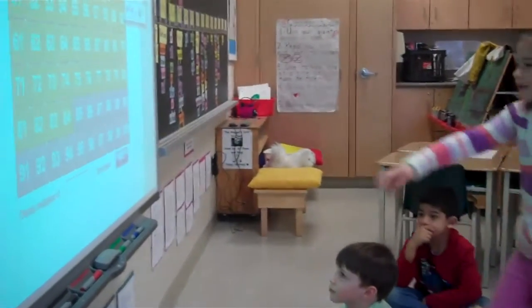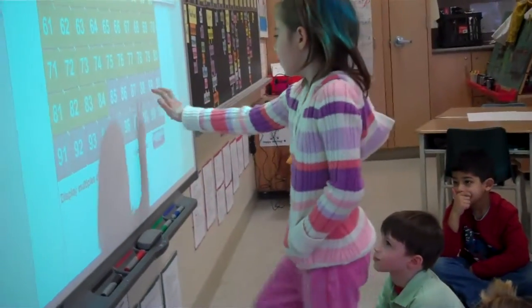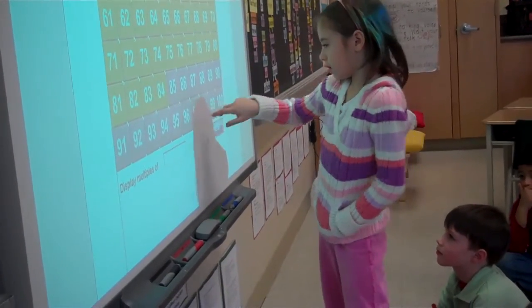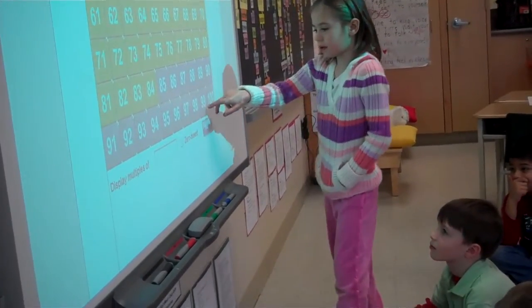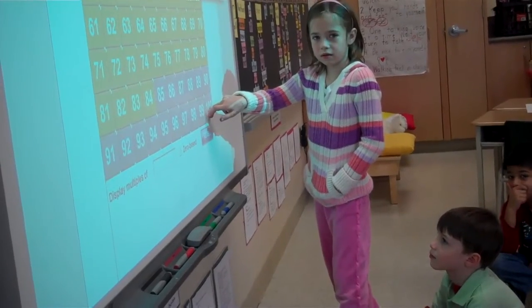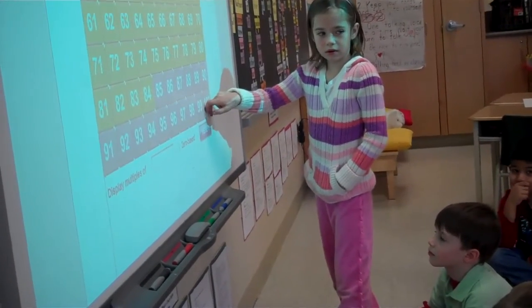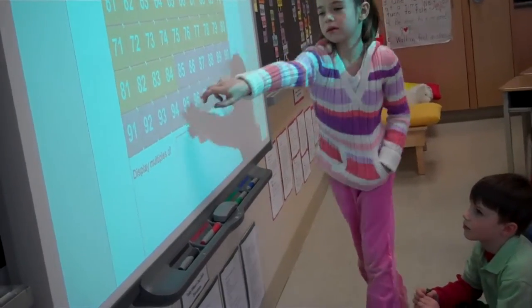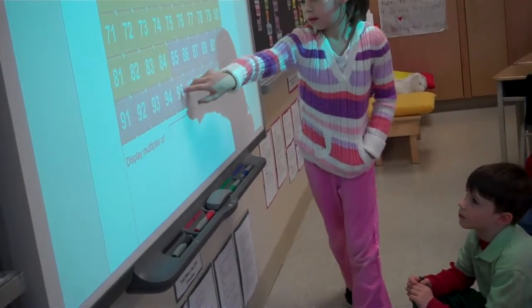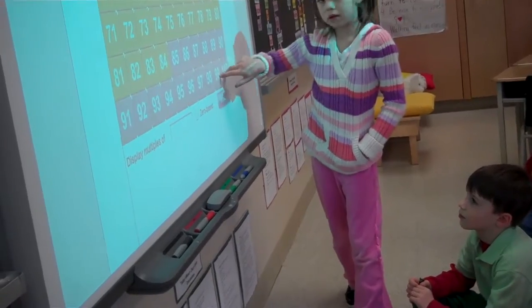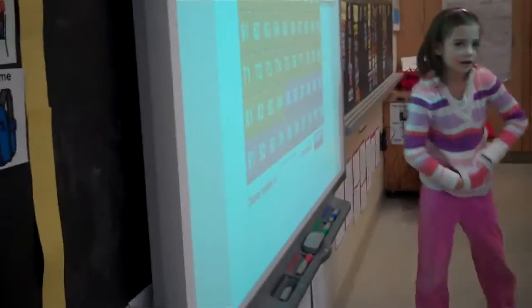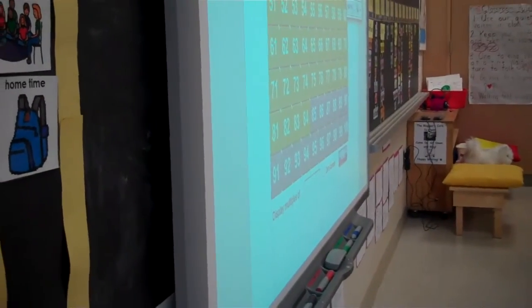I counted 2, 4, 6, 8, 10, 12, 14, 16. Okay. Can you count that again and let's see if we can figure it out? 2, 4, 6, 8, 10, 12, 14, 16. And what did you get as your answer? 16. Who else can explain to me how they got their answer?